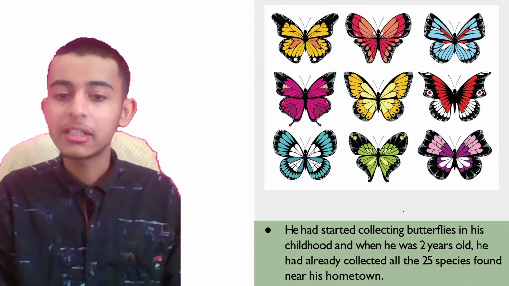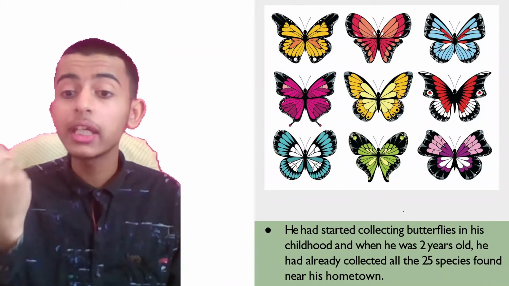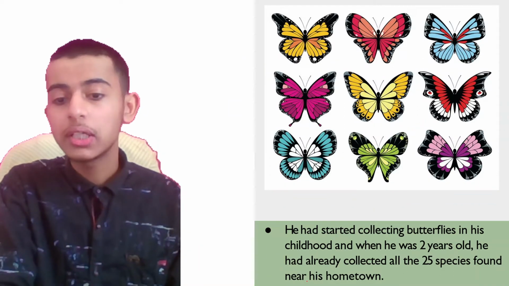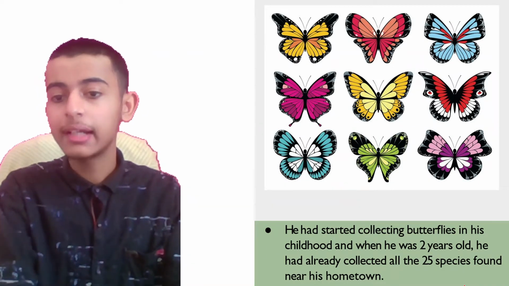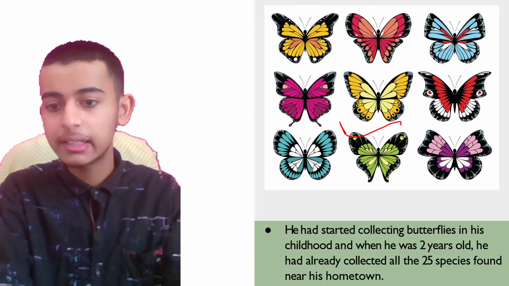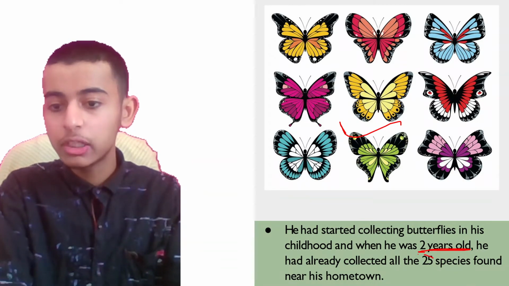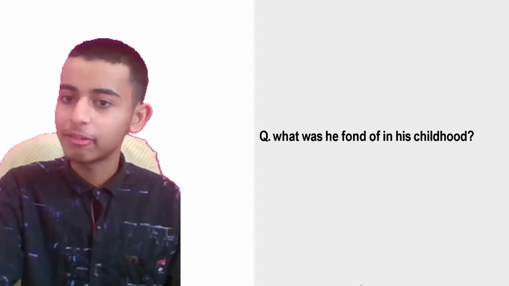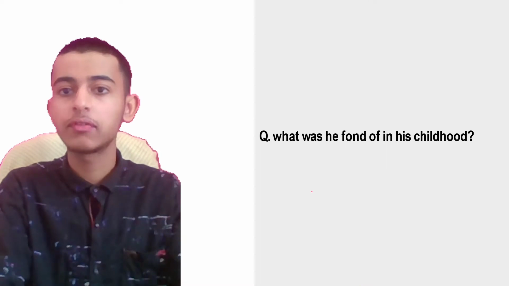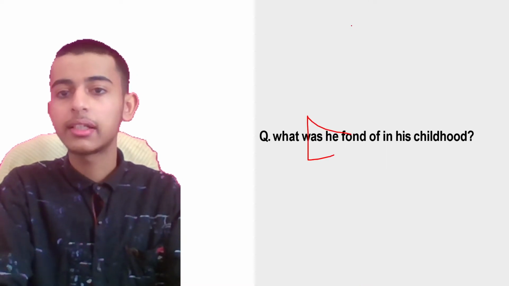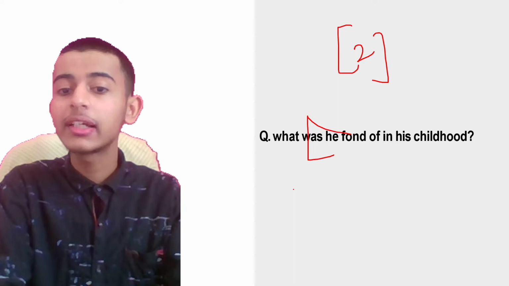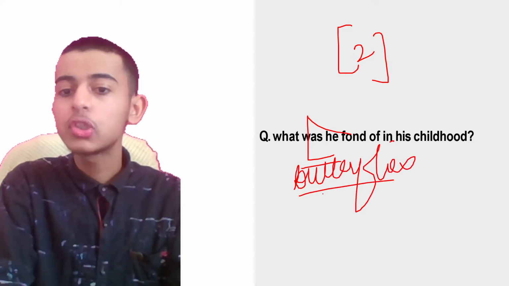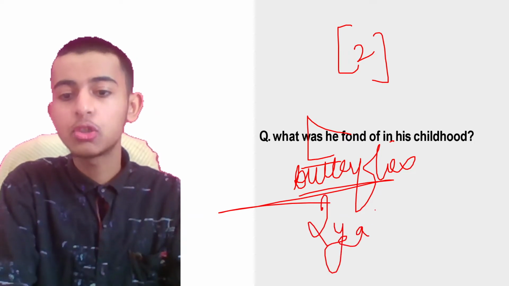He had started collecting butterflies in his childhood when he was 2 years old. Can you imagine? He had already collected all the 25 species found near his hometown. This is important. It's a fact that he started collecting butterflies at the age of 2, and he had collected 25 species in his hometown. What was he fond of in his childhood? Subjective question for you, 2 marks. Fond of collecting butterflies. This is going to be the answer. From childhood, you also have to write from the age of 2.